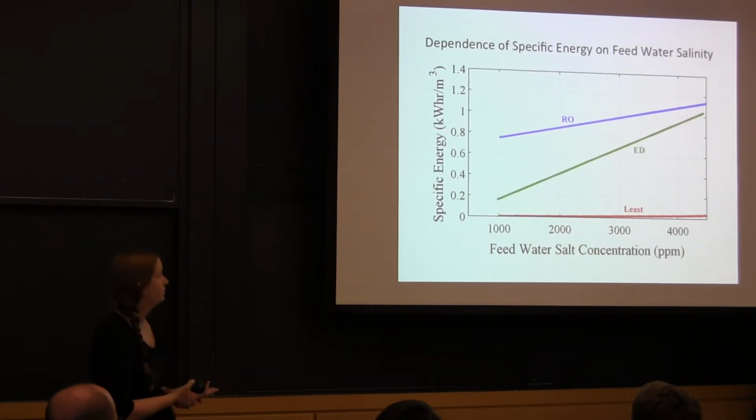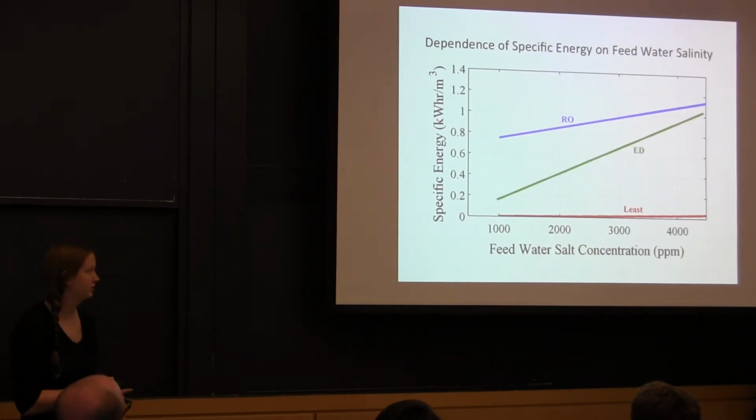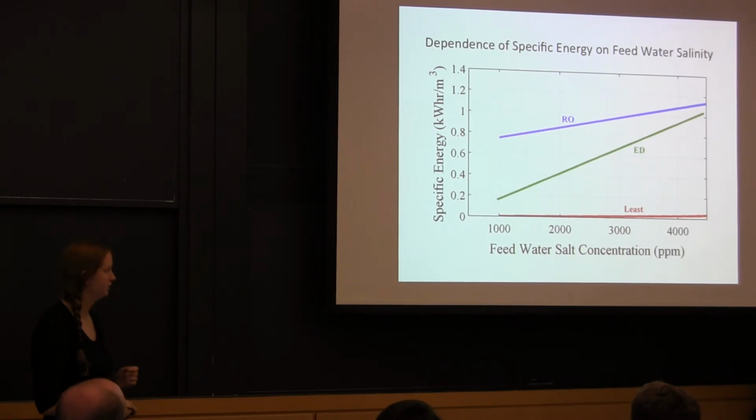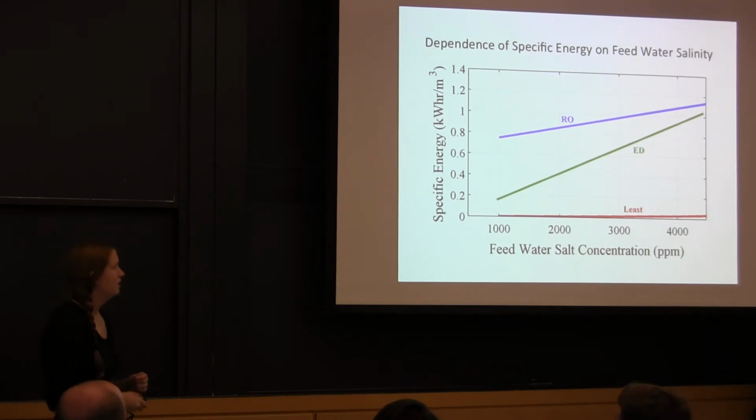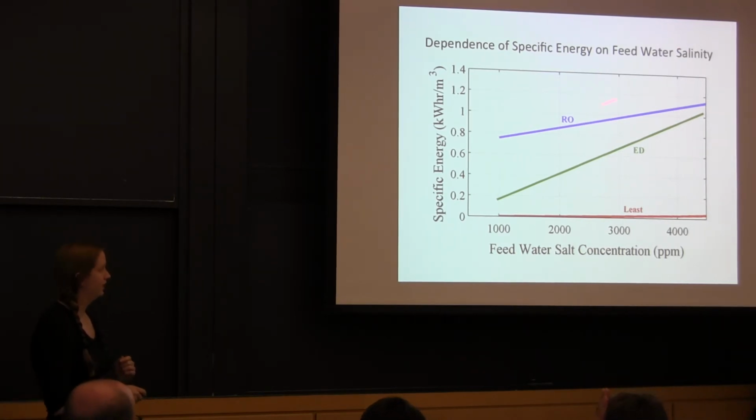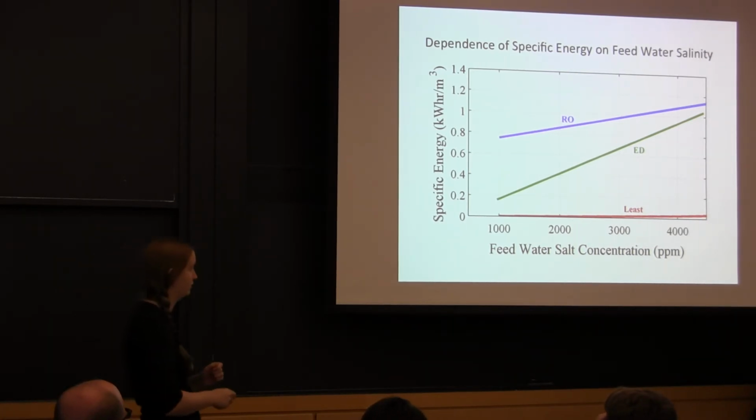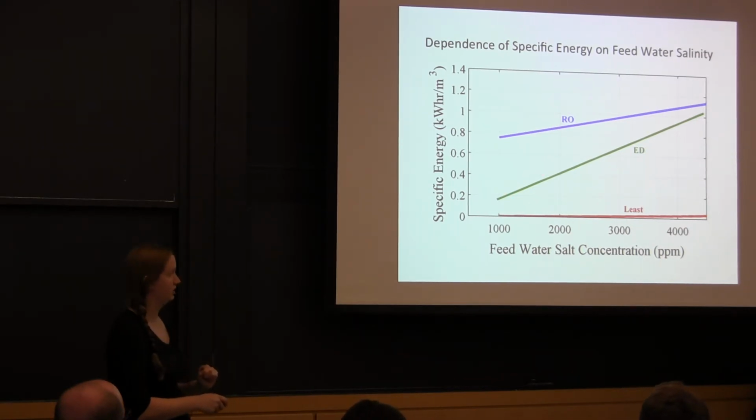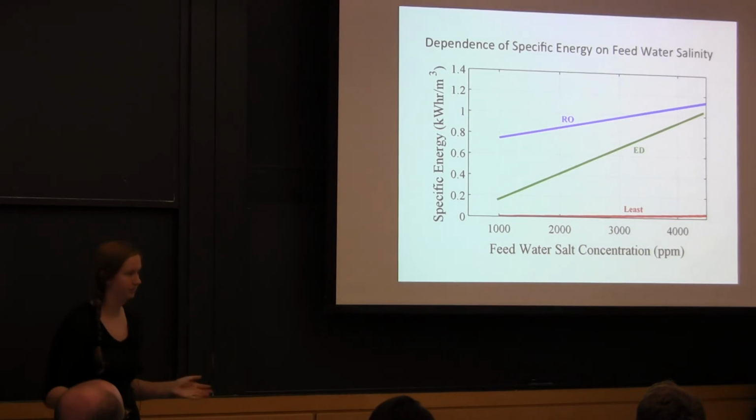So if you look at how specific energy depends on feed water salinity over the range found in India, here we see feed water salt concentration from about 1,000 to 4,000, which is the area of interest, versus the specific energy in kilowatt hours per meter cubed of water produced. There is a line for reverse osmosis, electrodialysis, and least, which here just represents the thermodynamic least number. We don't have to worry too much about that. So essentially, it tells us that within the salinity range in India, electrodialysis is more energy efficient.